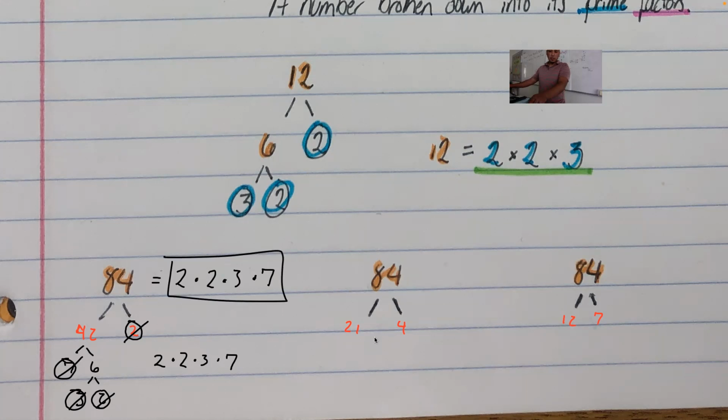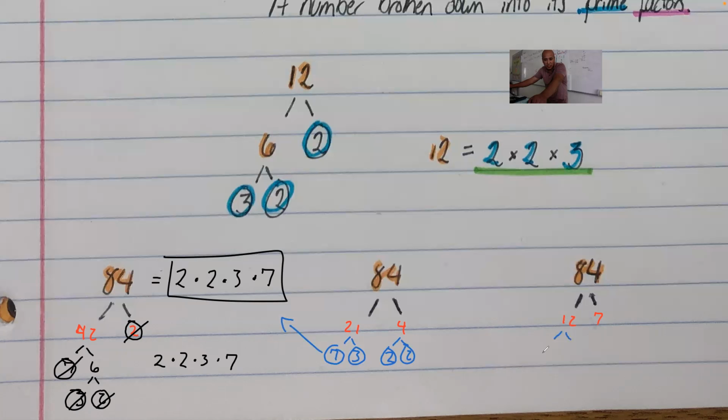All right, well, 21 can be split into 7 times 3, both of which are prime. And 4 can be split into 2 times 2, both of which are prime, meaning that my prime factorization is 2 times 2 times 3 times 7. Notice how it's the exact same thing as what I have up here.